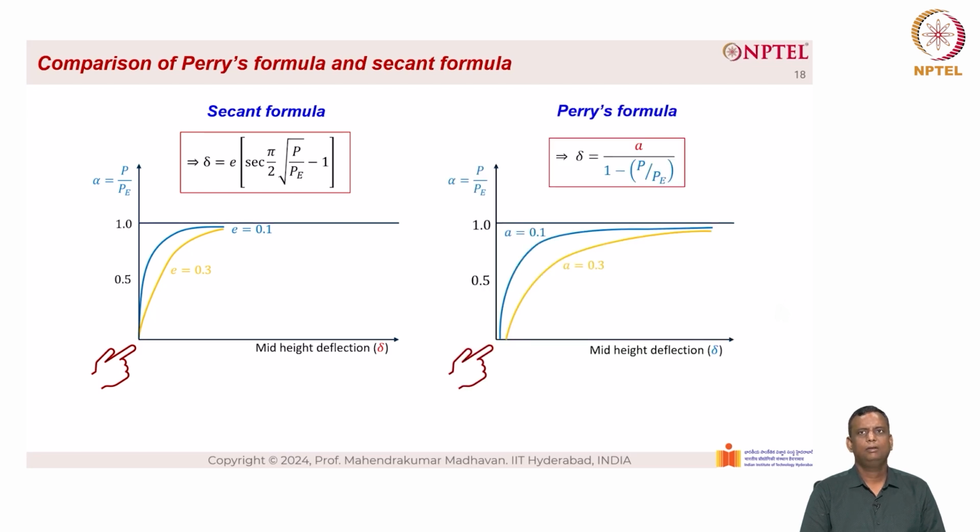Unlike Perry's formula, where there is a small deviation. The small deviation is because in a crooked column, the values actually do not start exactly at 0. They start a little away from the axis, based on the amount of imperfection or crookedness present in the column. So, let's look at it.